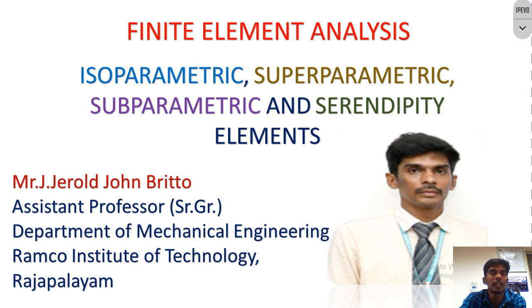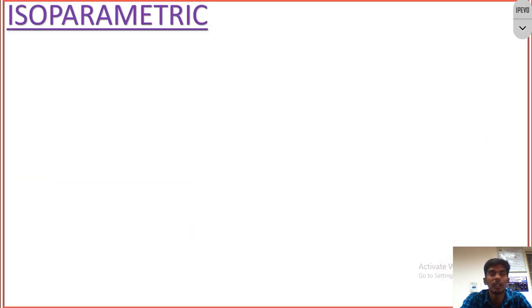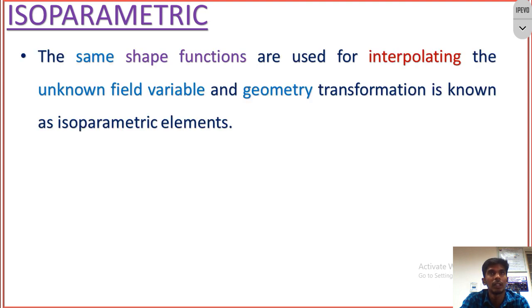Today I am going to take up the topic of isoparametric, superparametric, subparametric and serendipity elements under finite element analysis. Directly I move on to the definition of isoparametric, because I have already mentioned the basics of isoparametric and every example clearly in the previous video itself. So directly I can go with the definition.